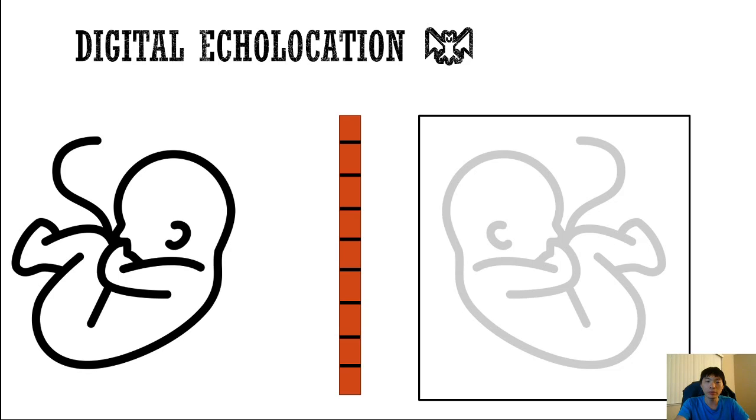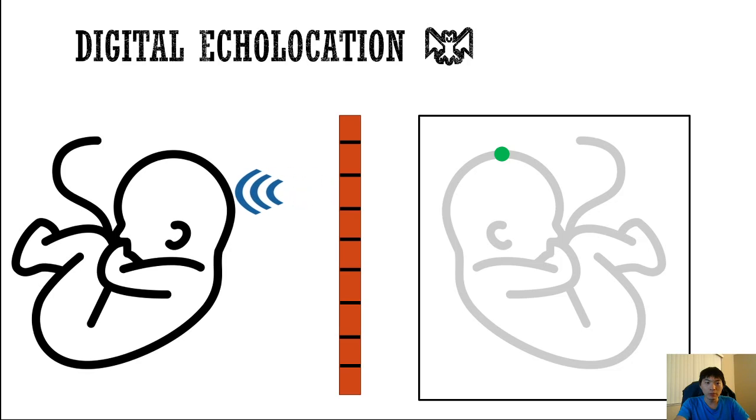So let's look at what happens with our first channel. Here we emit a sound wave, and it bounces off the top of the baby's head and comes back. Based on the time delay, we can calculate the distance based on the speed of sound in water. And so here we have our first point in our image.